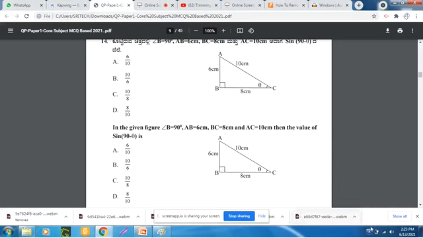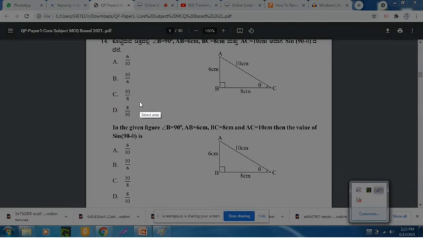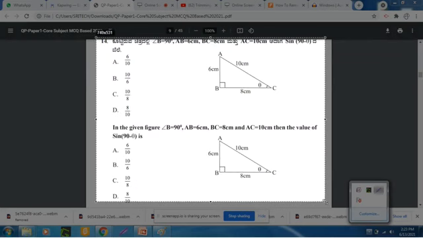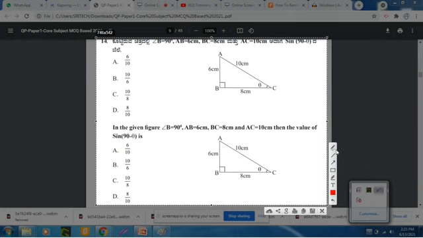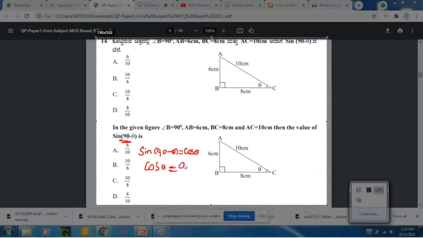14th question. In the given figure, angle B is 90 degrees, AB is given as 6, BC is given as 8 centimeters and AC is 10. Find the value of sine 90 minus theta. Clearly, this is the complementary angle in sine. The complementary angle of sine is, yes, your guess is correct, it is cos theta. So we have to find the formula for cos theta. Cos theta is nothing but adjacent side by hypotenuse. Adjacent in this picture is 8 centimeters, hypotenuse is 10. So the correct option here is D, 8 by 10.